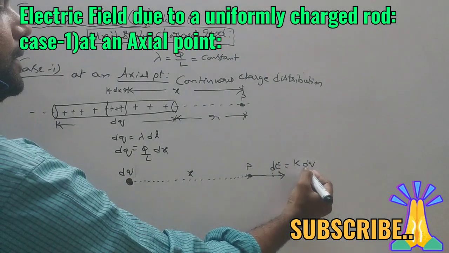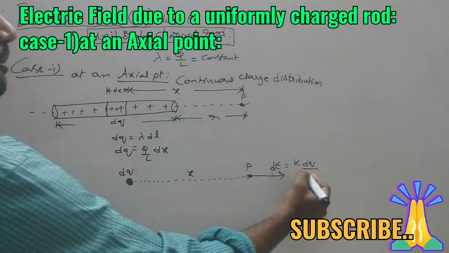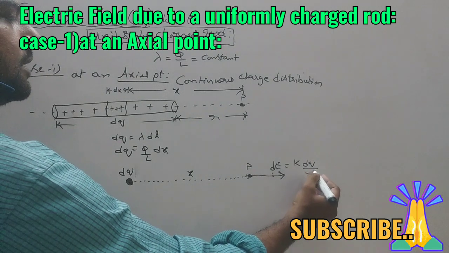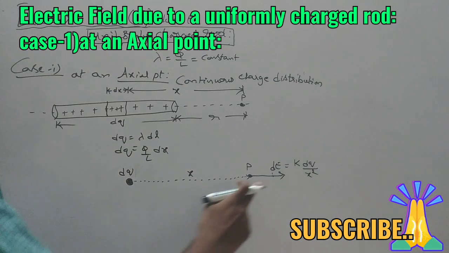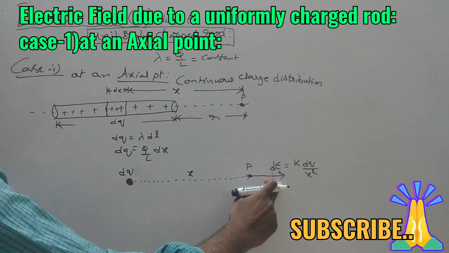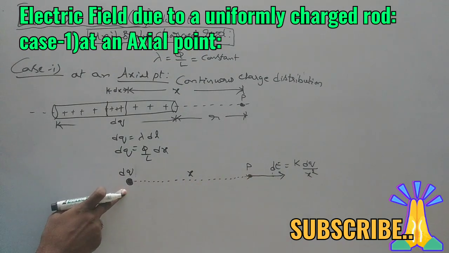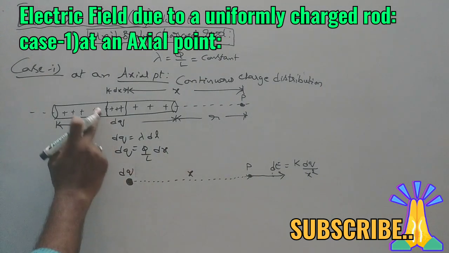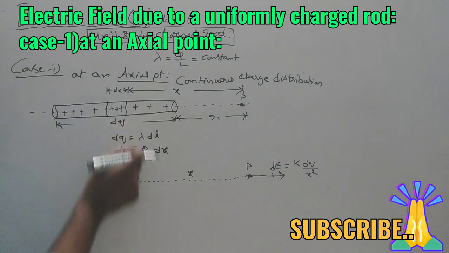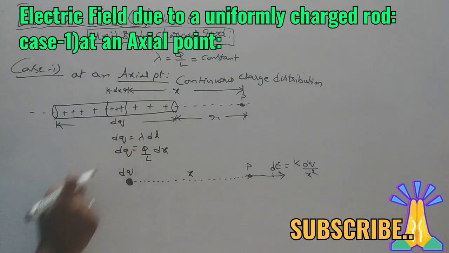So k into dq by the distance of the point from the source charge, which is x. So k dq by x square, like that we can write. This is the small amount of electric field which is produced by the point charge dq at point P. But see, this small point charge is in the rod.